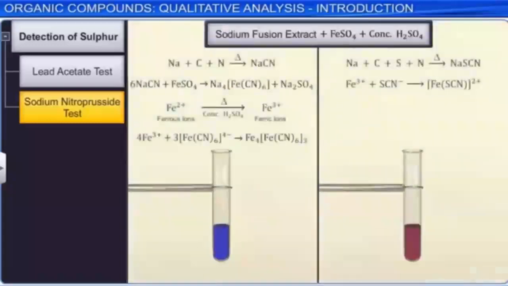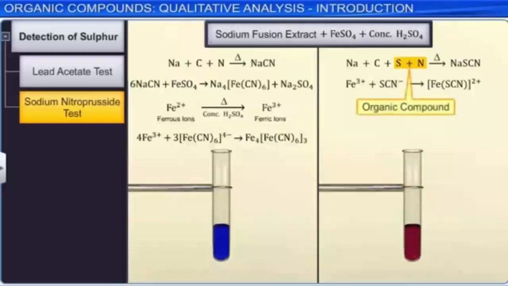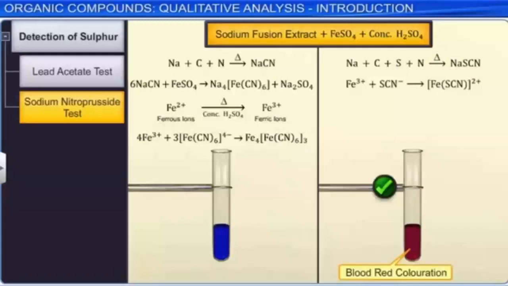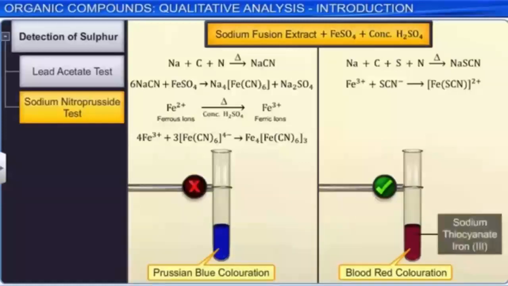If nitrogen and sulfur both are present in the organic compound, then on heating the sodium fusion extract with acidified ferrous sulfate solution, a blood red coloration is obtained instead of Prussian blue. The blood red coloration is due to the formation of sodium thiocyanate, thus indicating the presence of both nitrogen and sulfur. In the test for halogens, sodium fusion extract is first boiled with dilute nitric acid.